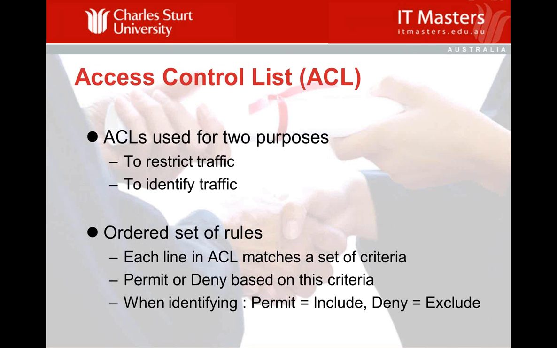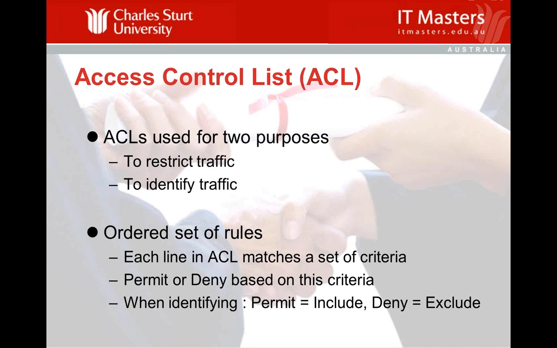Each line, or access control entry, will match a certain set of criteria, and is permit or deny based on this criteria. When you're restricting traffic, it's permit or deny. When you're identifying traffic, permit basically means to include that traffic, and deny means to exclude it, so ignore it.